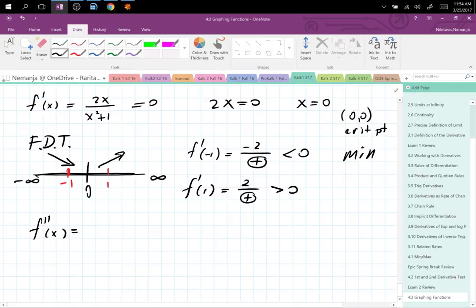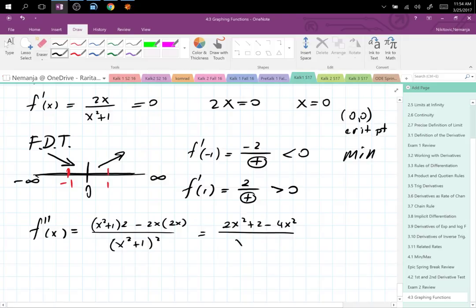Second derivative is going to be, we have x squared plus 1, everything squared, and then x squared plus 1 times the derivative of the top, which is 2, minus 2x, the derivative of the bottom is 2x. Awesome. So that's going to be 2x squared plus 2 minus 4x squared divided by x squared plus 1, everything squared, which, you can factor out 2, right, when you simplify that, and you get 2 times 1 minus x squared divided by x squared plus 1, everything squared.